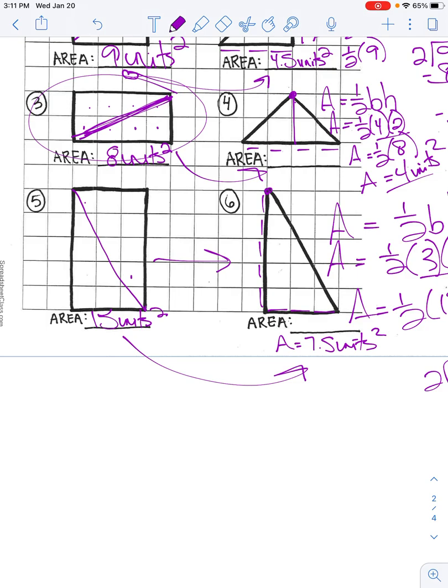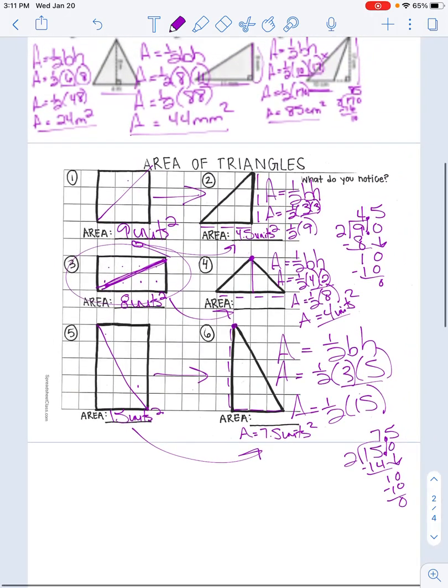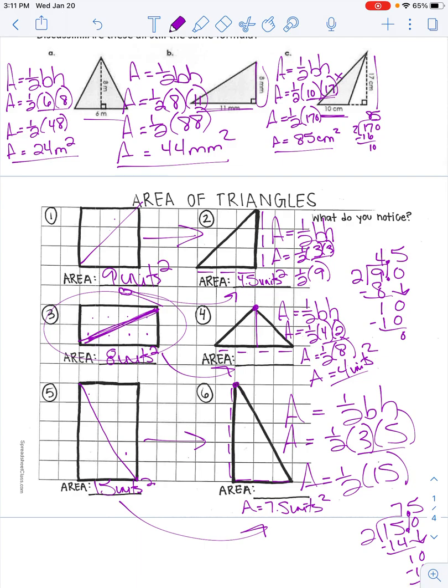Okay, periods 1, 2, and 3. That was area of a triangle notes. What you are going to start now and finish for your virtual assignment tomorrow is that box page 163. Make sure you have your textbook downloaded so you can see the problems, okay? So box page 160, 163, you're going to start it now and finish it for virtual tomorrow.